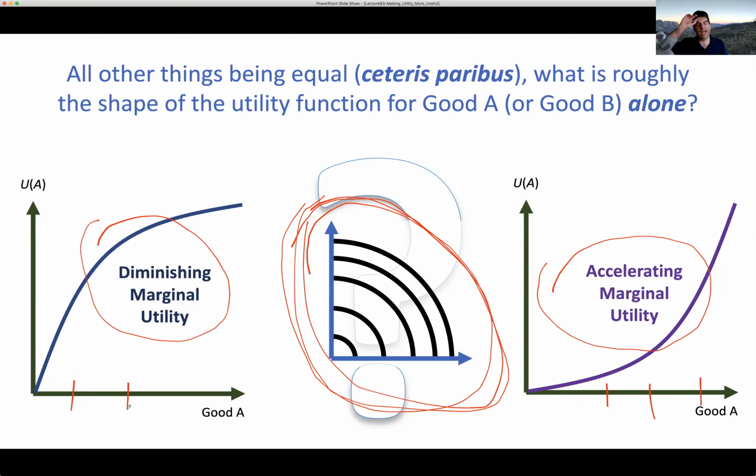So just put in the chat what you think your answer would be. If this is your utility function, if we are dealing with a set of goods for which we value them along indifference curves that look like quarter circles, is this diminishing marginal utility or accelerating marginal utility? Seeing a lot of diminishing, no, accelerating.